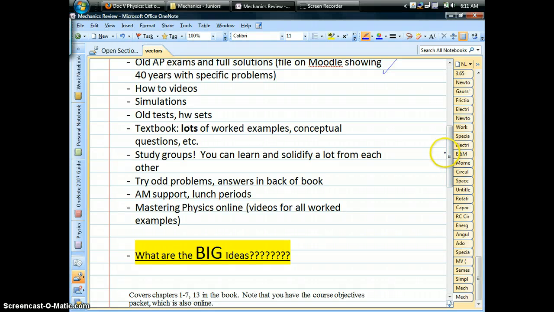Study groups. That's hard to beat. You can learn an awful lot from each other and solidify your understanding for lots of things. A lot of people like looking at the odd problems in the book. You can check your answers very quickly.